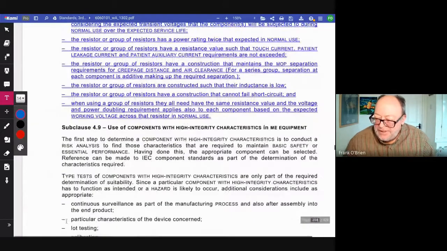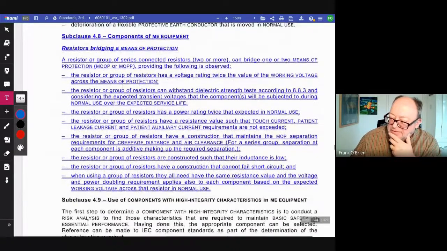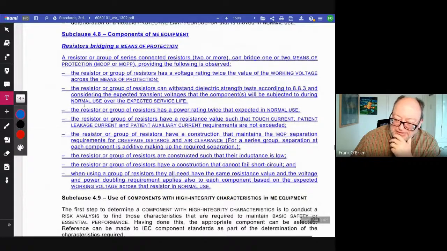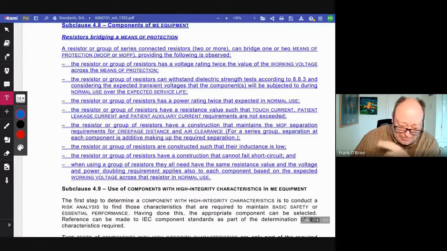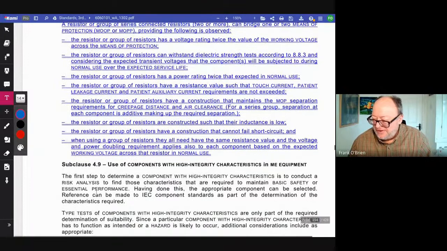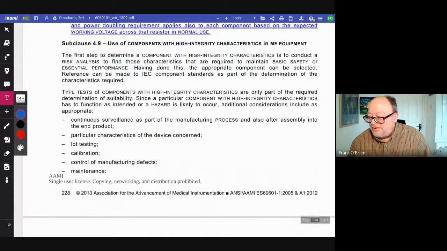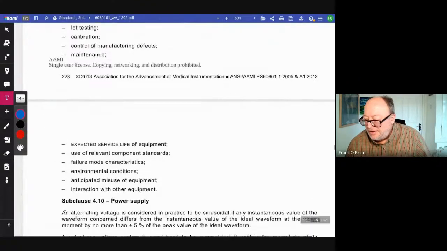So just for fun, 4.8 has a lot of good stuff here. Resistors. Oh yeah, everybody loves resistors. There's not really any component standards for resistors as far as reliability. And so if it's 2 times the power it's ever going to see, is that okay? Probably. 4.9, use of components with high integrity. Yeah, type tests. You can see it's very reliability orientated.